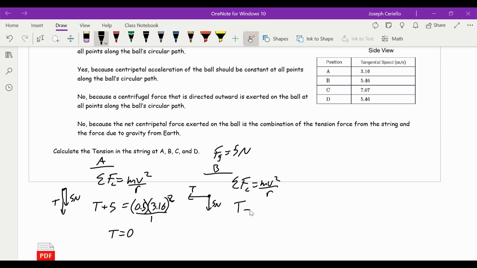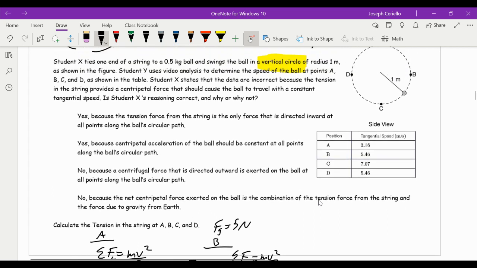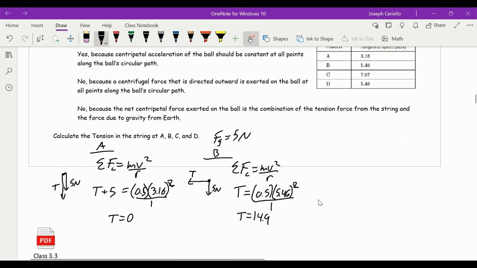So this should just be T equals the mass, v is going to be 5.46 squared over 1. Let's do the math there. 5.46 times 5.46 times 0.5, and I get about 14.9. So the tension there is 14.9. I'm not going to do D. You can see how D works out to be the same. But try that out.